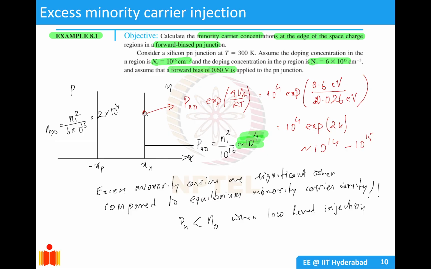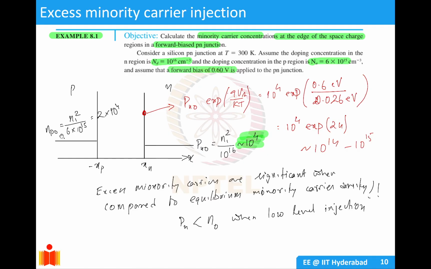So if we have to calculate the carrier concentration at this point, then this will be Pn0 exponential qVA by kT. We can calculate Pn0 by ni squared by Nd, which is 10^20 by 10^16, which gives 10^4. VA is given as 0.6, and kT by q for 300 K is known as 26 millivolts. If we solve this, we will get something around 10^14 to 10^15.